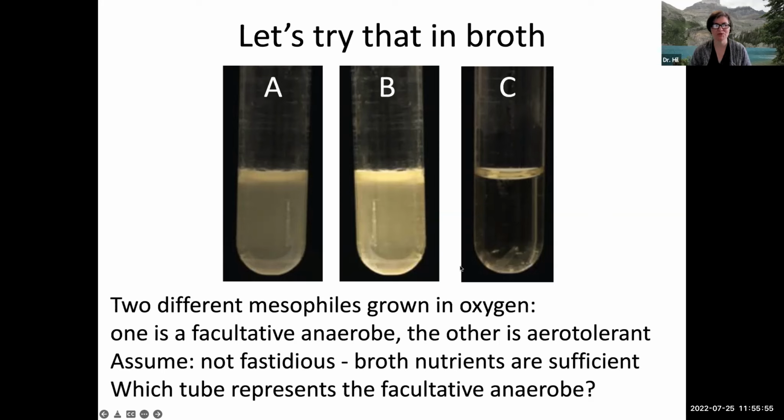So this is kind of a multiple choice question. 2 different mesophiles, okay? So 2 species, both mesophiles, grown in oxygen. One is a facultative anaerobe, the other is aerotolerant. We can assume they're not fastidious and that the broth that we are growing them in is sufficient for life. Which tube of these three possible options represents the facultative anaerobe if both are here somewhere? Okay, there's three tubes. Two of them represent real things and one is just a distractor. Which of these tubes most likely represents the facultative anaerobe?